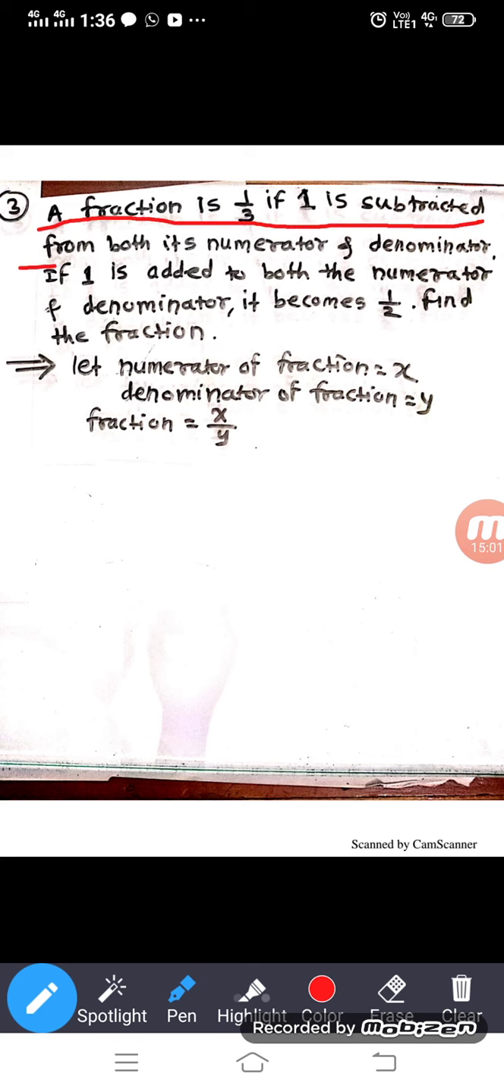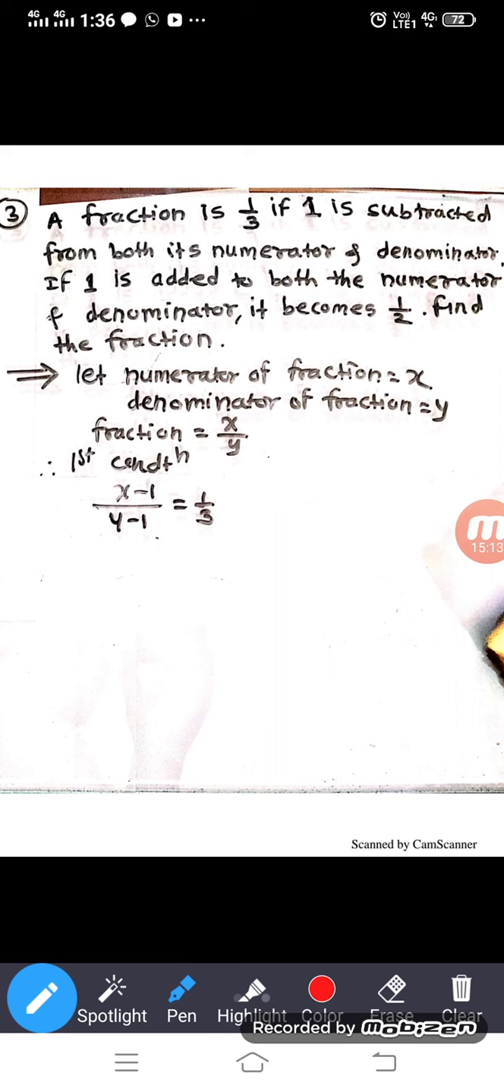First, 1 is subtracted from numerator, that is x minus 1. 1 is subtracted also from denominator, y minus 1. Then we get the fraction is 1 by 3. Then x minus 1 upon y minus 1 is equal to 1 by 3.